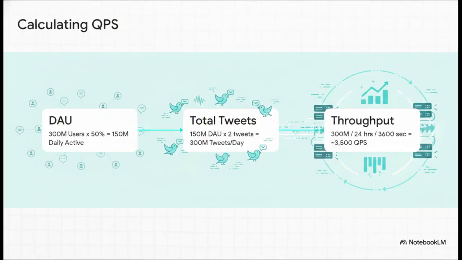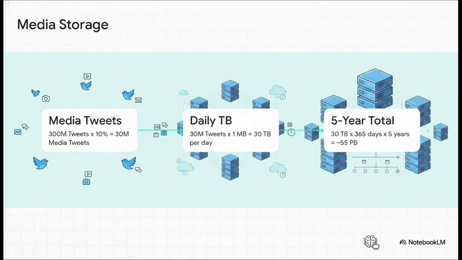Okay, let's see how this actually builds out our throughput estimate to find our queries per second, or QPS. Step 1, 300 million users times 50% gives us 150 million daily active users. Simple enough. Step 2, at 2 tweets a day, we're looking at 300 million total tweets daily. Now, step 3 is where we get to do that aggressive rounding we talked about. 300 million divided by 24 hours, divided by 3,600 seconds. Look, we don't need exact decimal points here. It rounds cleanly to a baseline of about 3,500 queries per second. And if we assume our peak load is double the average, then our peak QPS is roughly 7,000. Boom, done.